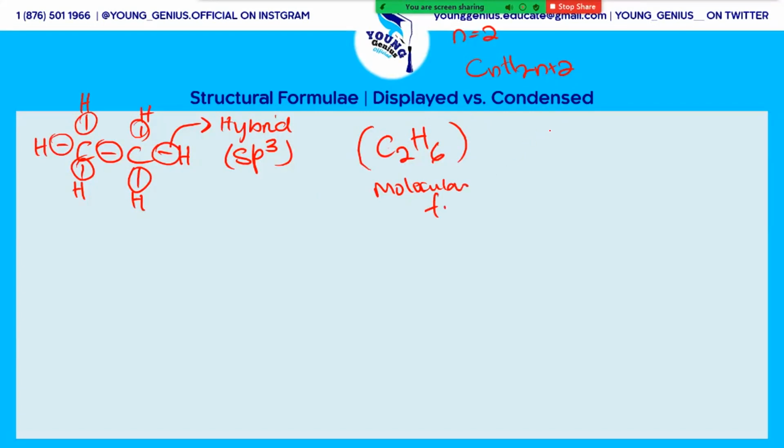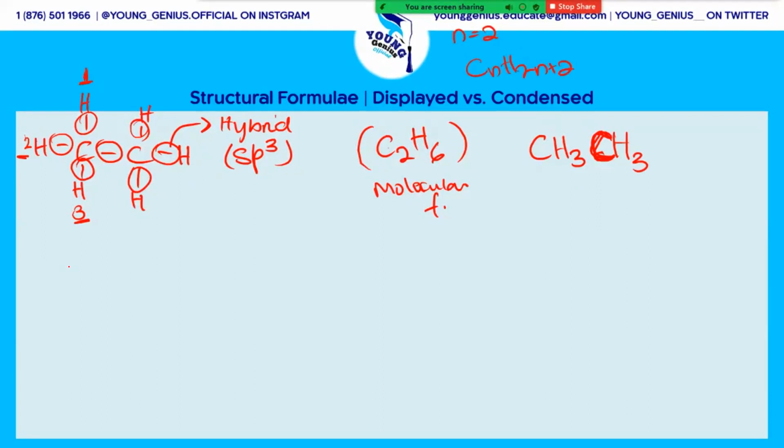And now for the condensed formula, what you want to do is show the carbon atoms and what atoms are bonded to it. So you'd write CH3, because on one carbon atom here, there are 1, 2, 3 hydrogen atoms bonded to the first carbon atom. Then to the other carbon atom, you'll have another carbon. So this is showing you that you have another carbon, and on this carbon, you have 3 hydrogens as well.